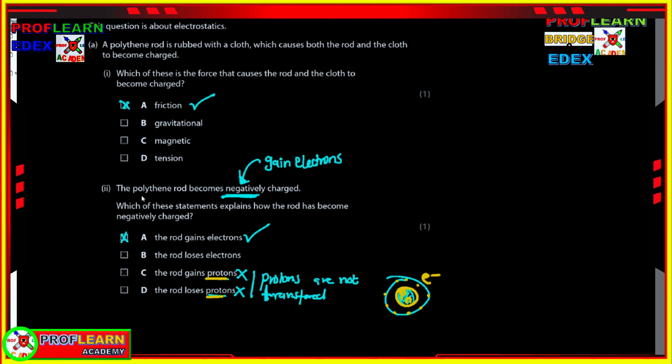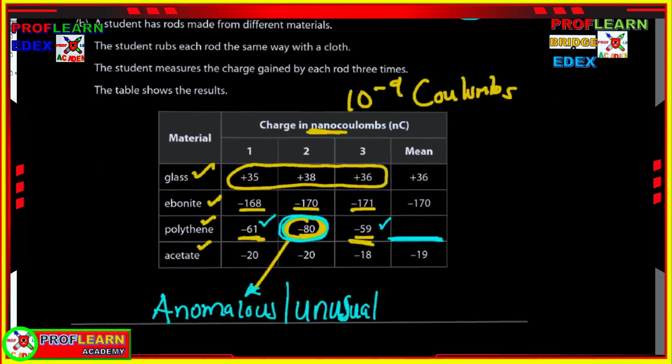Then we are told that the polythene rod becomes negatively charged. Which of these statements explains how the rod has become negatively charged? So you need to remember that a material will only be negatively charged if it has gained electrons. So the rod gains electrons. That's why it has become negatively charged.